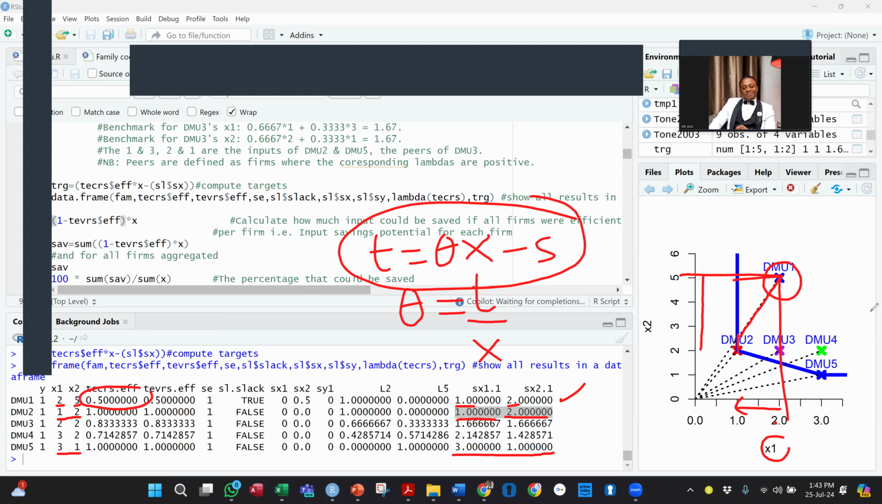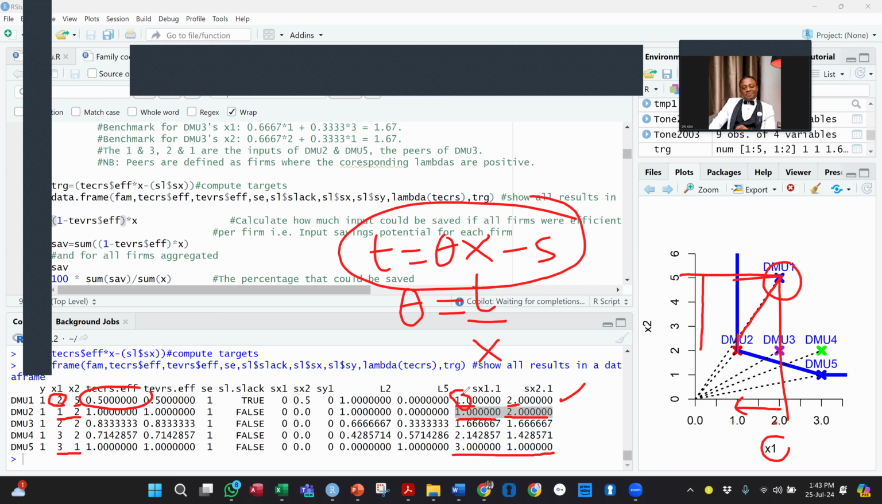It's 50%. So let's take the 50% and multiply that by the input, X1. X1 input is here. This is the X1 input. So if you multiply 0.5 by the X1 input, which is 2, what do you get? 0.5 times 2. You get 1. And that 1 is what you have here as the target.